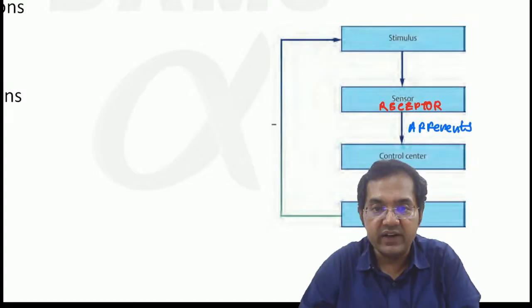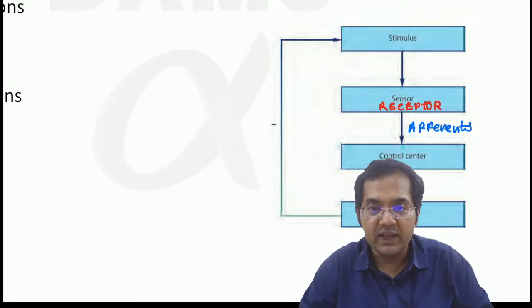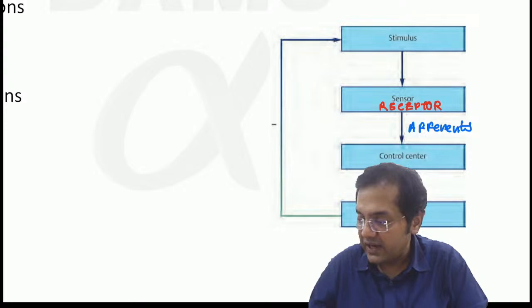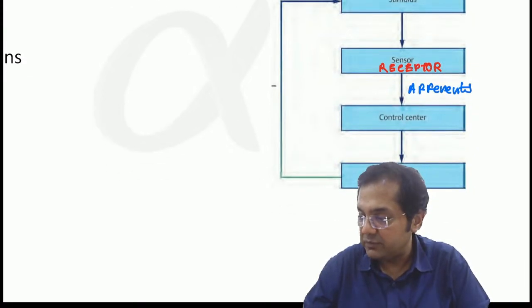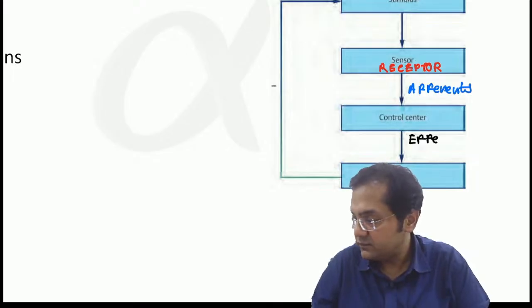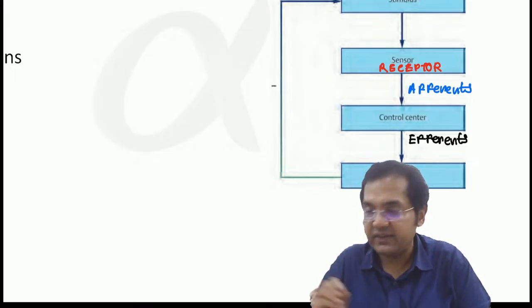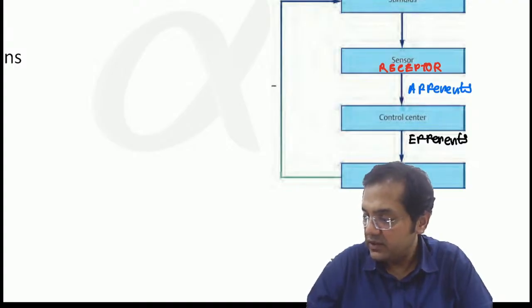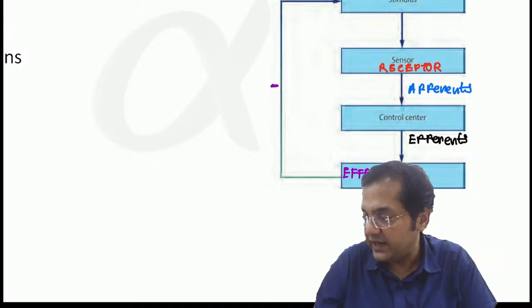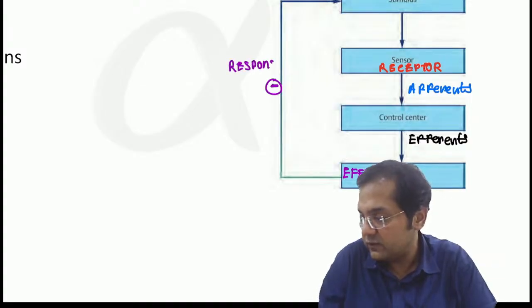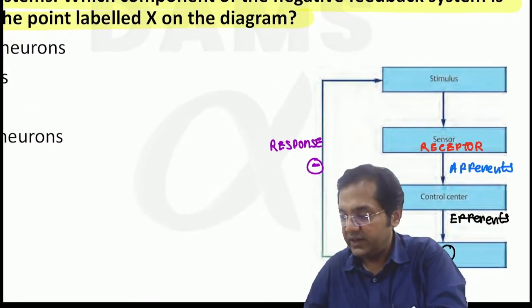Very good. That's right. That's wonderful. Doesn't matter whether you are doing it by elimination or you know the answer. The purpose is to get it correct. The afference, this arrow, brings the information to the control center. It further sends the information via efference to X. Now what is X? The missing part. So X is our effectors. And these effectors, by negative feedback, are going to bring the response. Yes. Let's find out the answer.